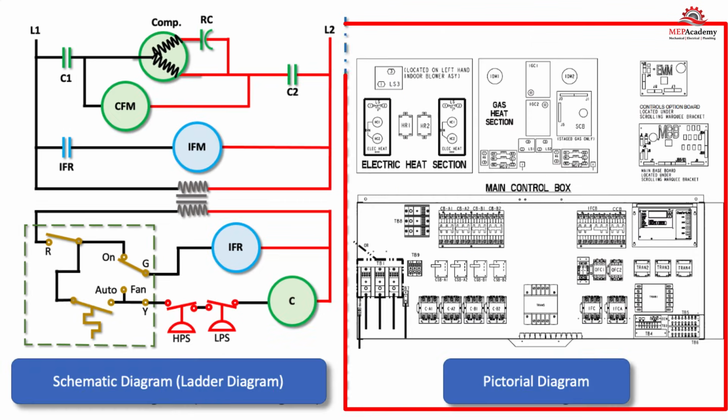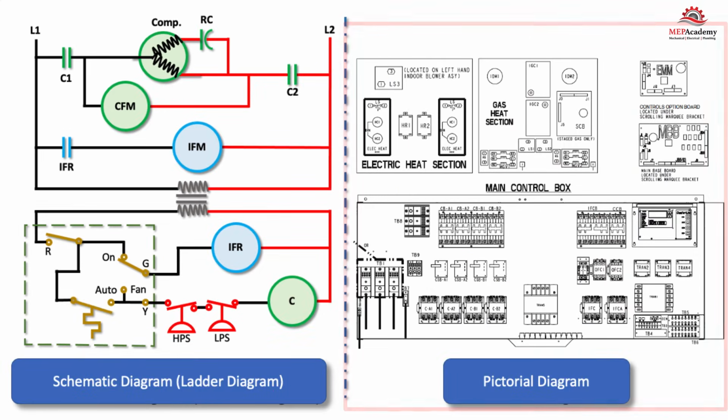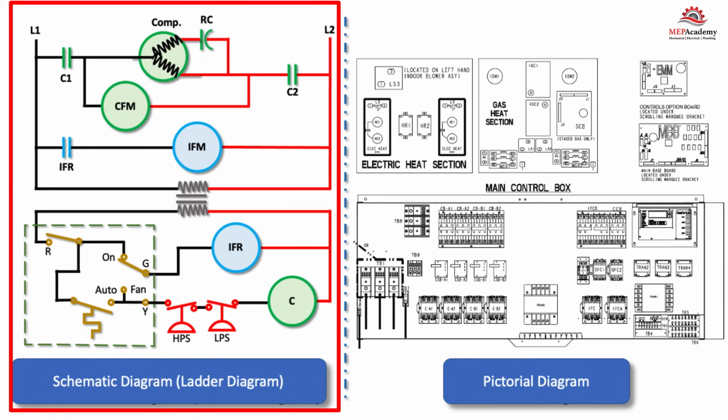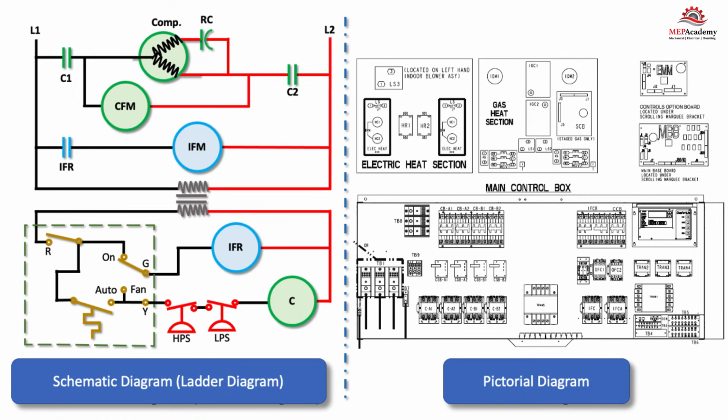We have the pictorial wiring diagram and the schematic wiring diagram. The schematic wiring diagram is also known as a ladder diagram. This is due to its arrangement of vertical lines on each side of the horizontal lines, which are comprised of electrical components.